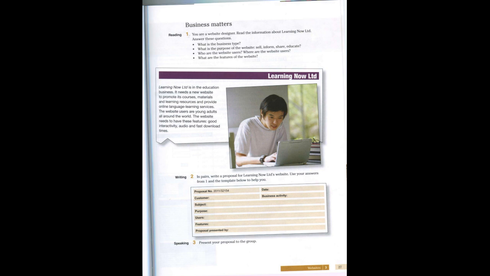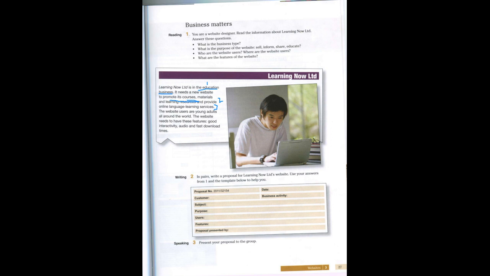So the answers to these questions are all in the text. Let us mark them together. Question number 1, what is the business type? It is education business. You can say educational or education business. So this is the answer of number 1. What is the purpose of the website? To promote its courses, material, and learning resources to provide online learning services. You can say it is an educational website.